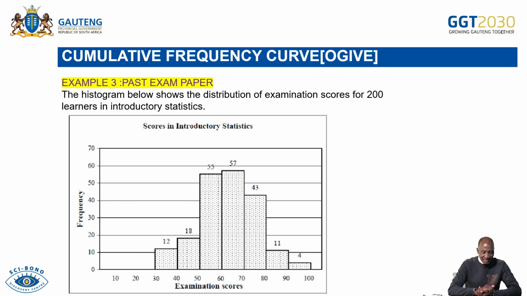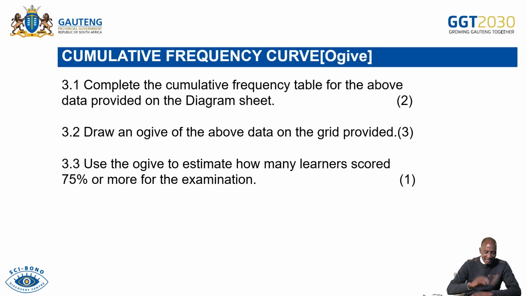Okay? So this question says the histogram below shows the distribution of marks scored by 200 learners in an introductory statistics test. We are given a histogram here. The first bar is 12 units high, next one 18, next one 55. The question says complete the cumulative frequency table below.